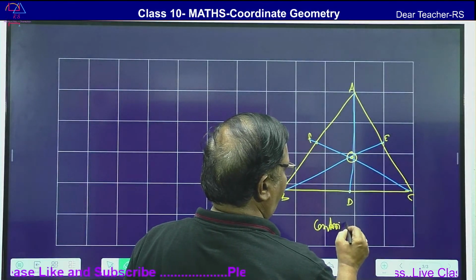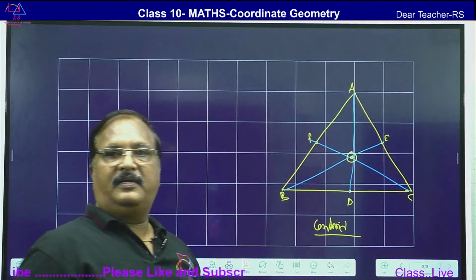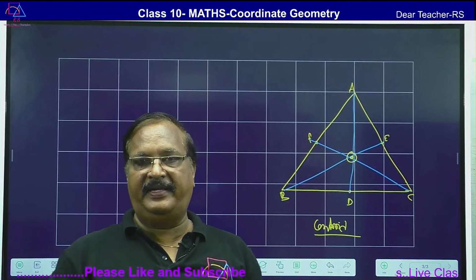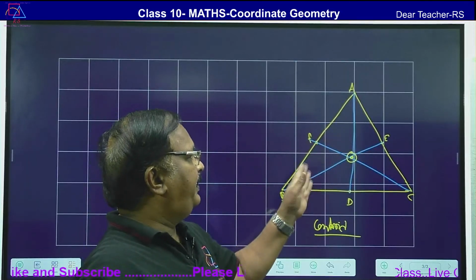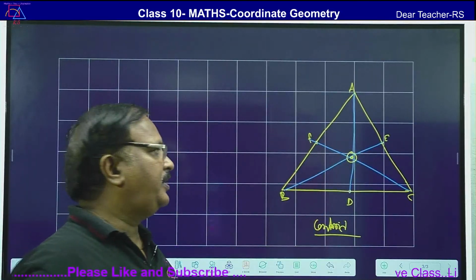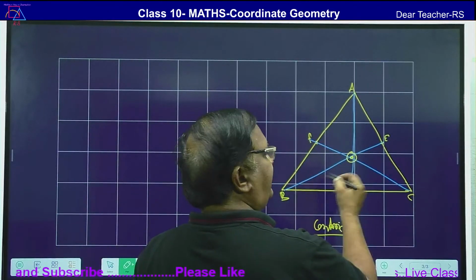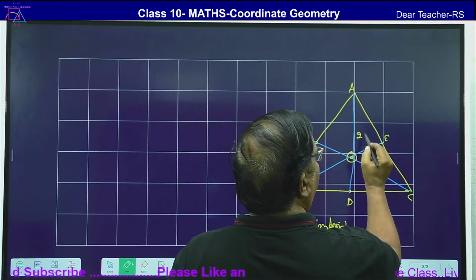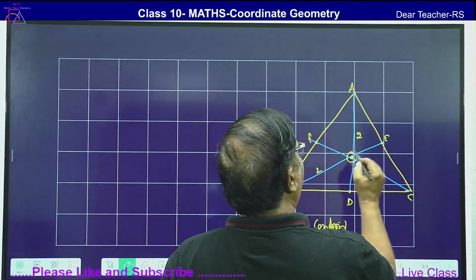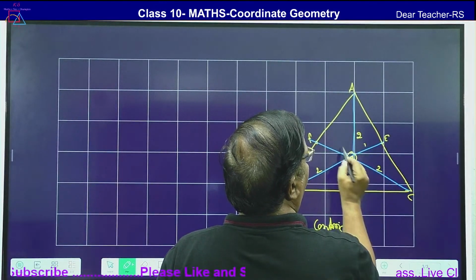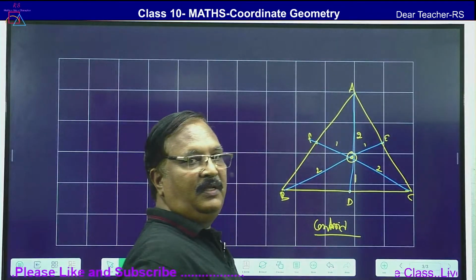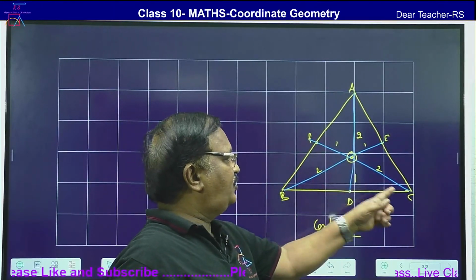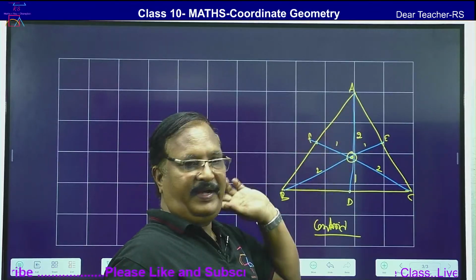First you should know what is centroid. Centroid is the point of intersection of medians. And one more point you have to remember: the centroid divides each median in the ratio 2:1. So this is 2:1, 2:1 and 2:1. 2 is towards the vertex, in every median.